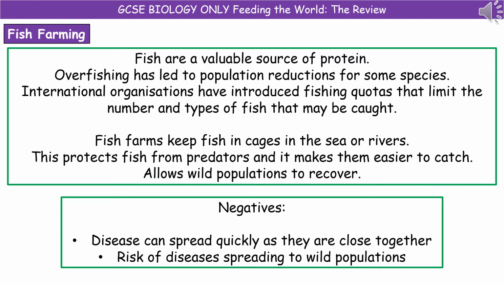Couple of downsides though. Number 1, disease can spread quickly as they're very close together, and secondly, the risk of diseases spreading to wild populations is present because the wild populations can come right up to the edge of the cage.